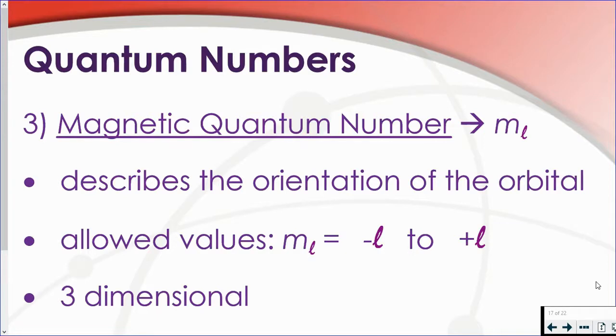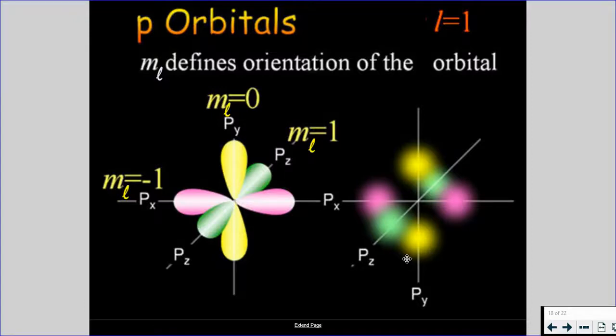The allowed values for the magnetic quantum number are dependent on the values of the secondary quantum number. So it goes from the negative value of the secondary quantum number all the way to the positive value of the secondary quantum number. The magnetic quantum number describes the orientation of the orbital.